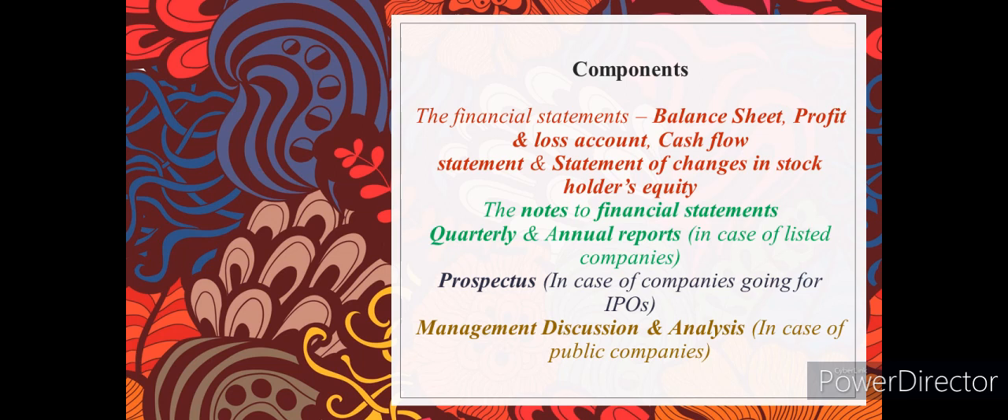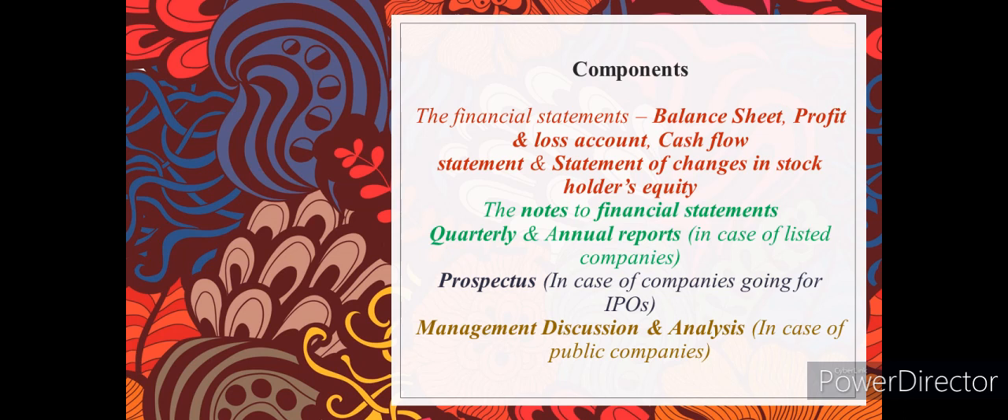Now, after the financial statement, we have to prepare notes to the financial statement, where you have to give detail of how these expenses or transactions have happened. Then quarterly and annual reports. Then prospectus: the quarterly and annual report in case of a listed company, and prospectus in case of companies going for an IPO, and management discussion and analysis in case of public companies.